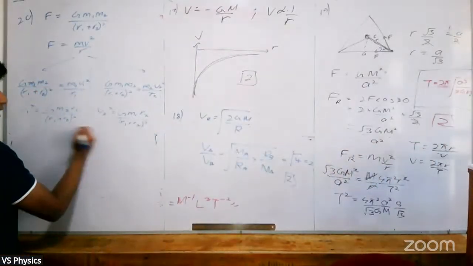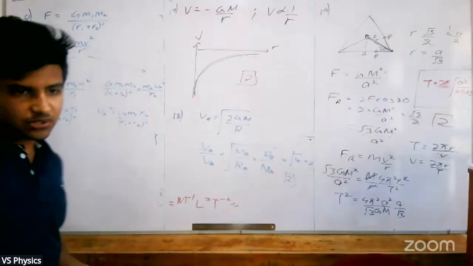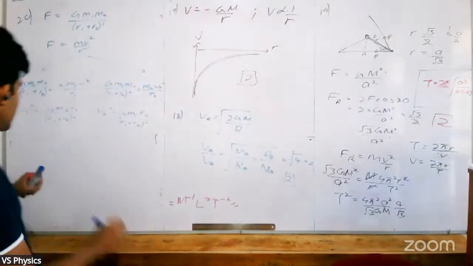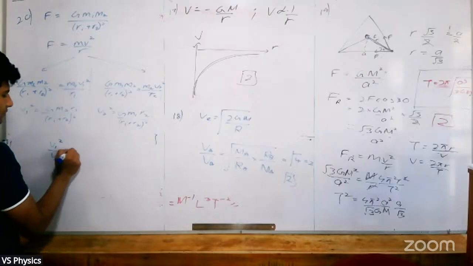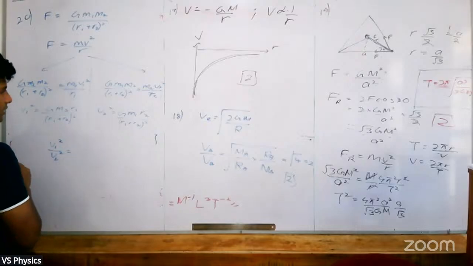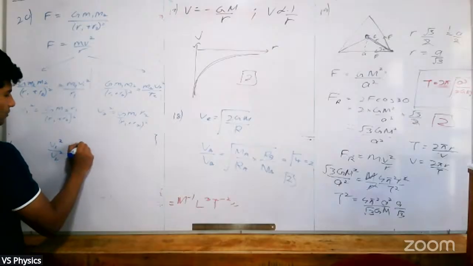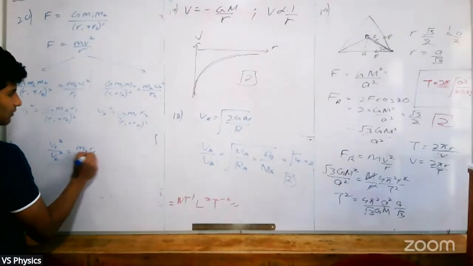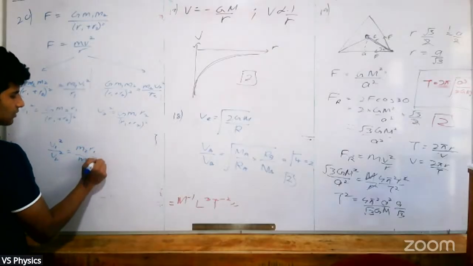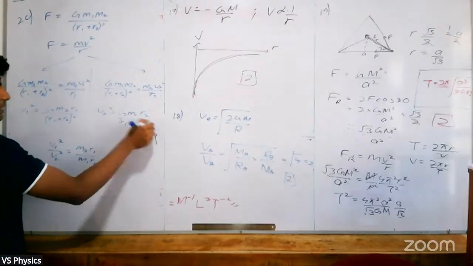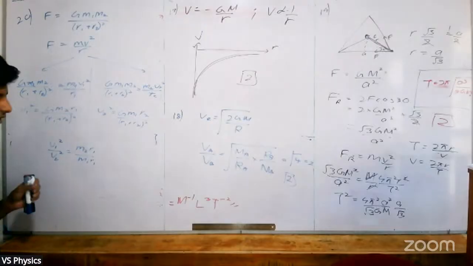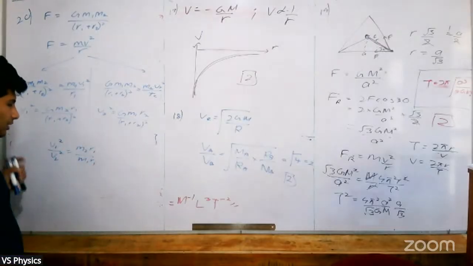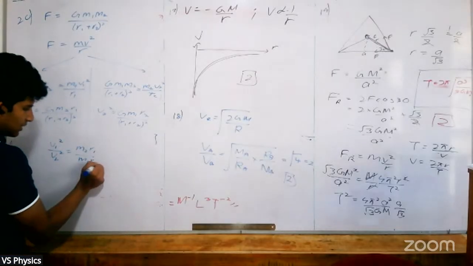Then what they are asking for is v1 over v2, so we can write v1 squared over v2 squared. What will this give? It gives us m2 r1 over m1 r2. G and (r1 plus r2) squared will get cancelled off. We are left with this.